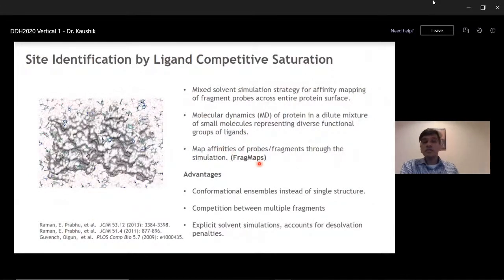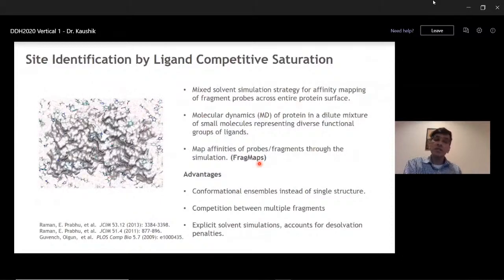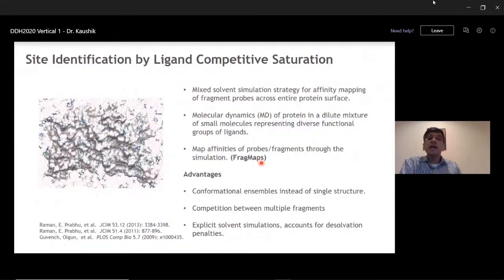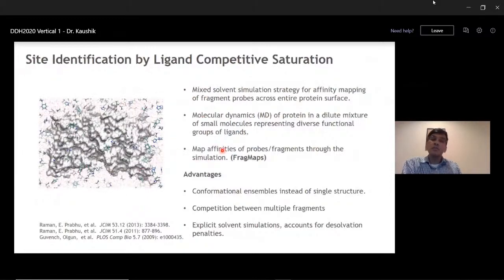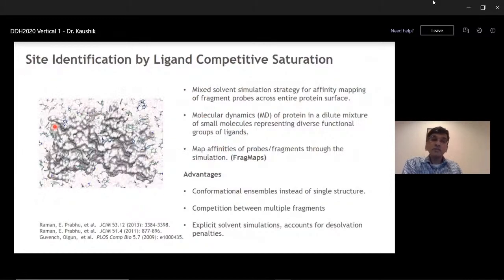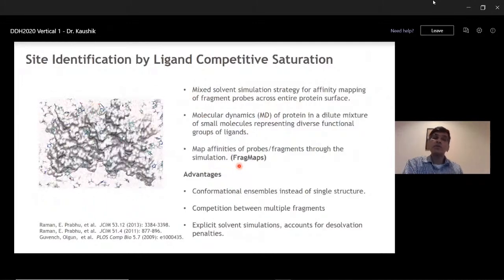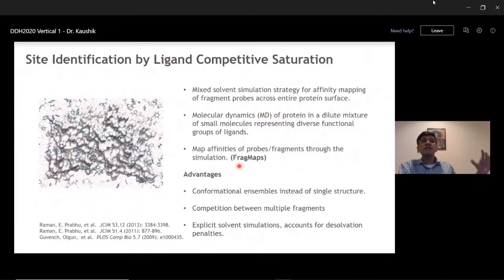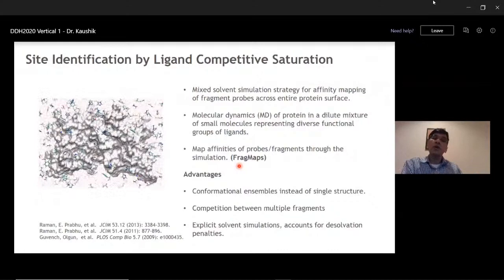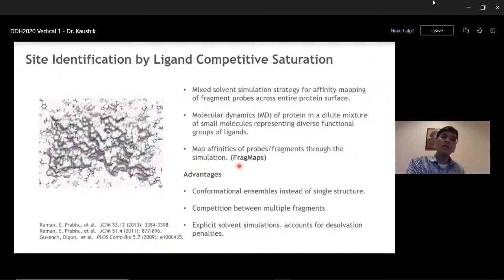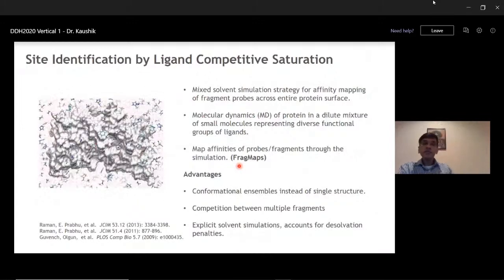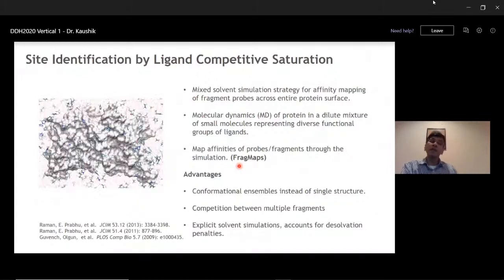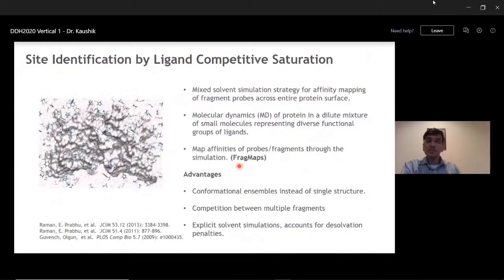These are called frag maps, and we'll be looking at in the next few slides what these frag maps are and how they are calculated. But essentially, that's what we're doing in SILCS. We map out the affinity of these fragments or small molecules on the protein surface, and then try to use that information to understand the kind of small molecule that would bind at a given site on the protein surface. Now, straight off the bat, the method has multiple advantages, as you can see.